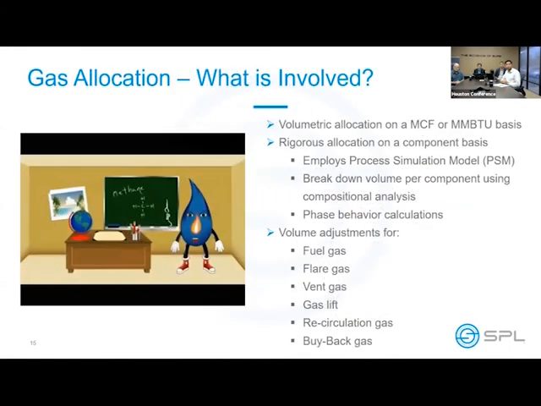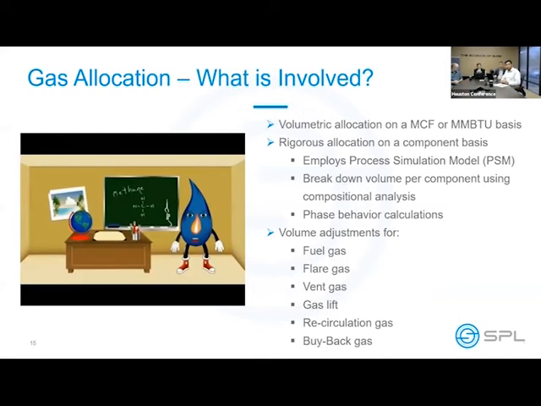Right, we'll move on to gas. And so, what's involved there? Volumetric allocation on an MCF basis or MMBTU, as we mentioned earlier. Very rarely are we allocating on volume anymore. Typically, it is on an energy basis, because no two gases were created equal. Then there's allocation based on the component basis.